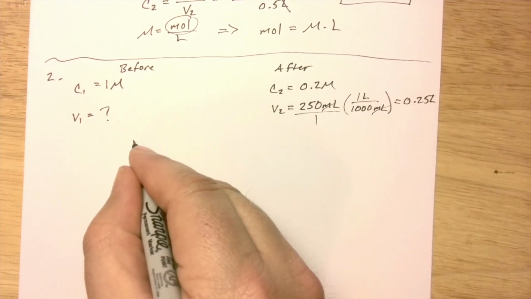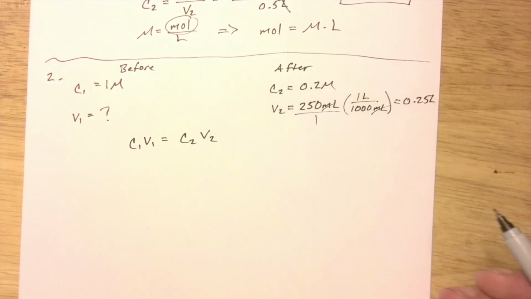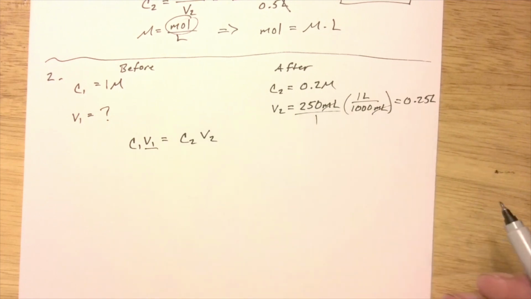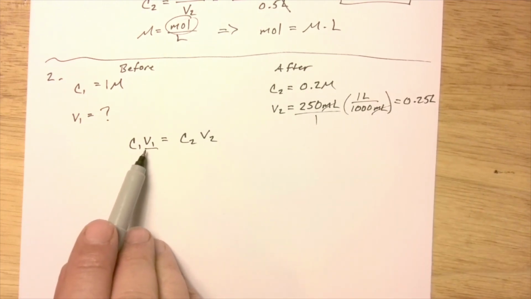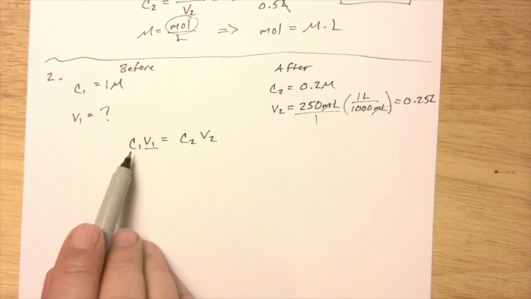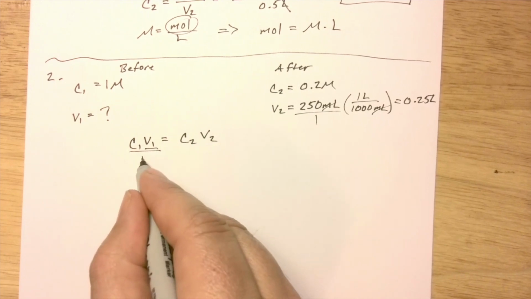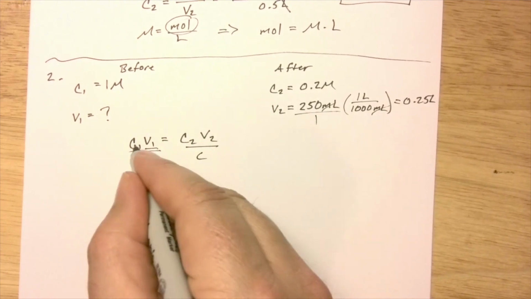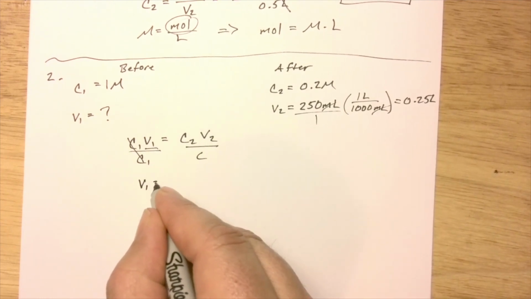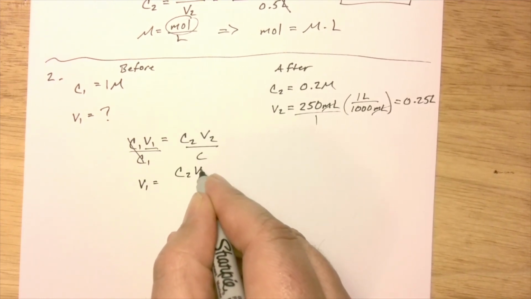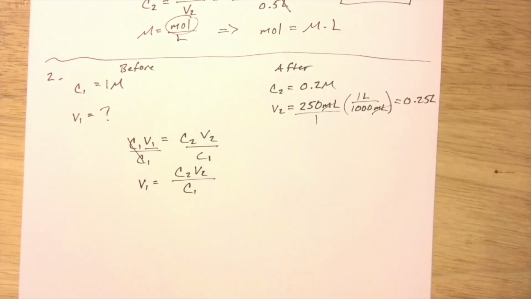All right, so again, C1 V1 is equal to C2 V2. We don't know V1. So in order to make V1 stand by itself, we have to divide out the C1. So divide both sides by C1. These two over here will cancel out. So therefore, V1 is equal to C2 times V2, oops, there should be a 1 right there, all over C1.